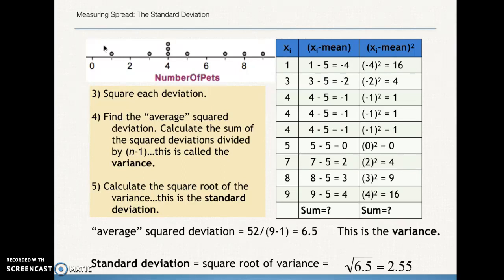There's only one mean for the data set. There's only one standard deviation for the data set. And we want to be able to interpret it. Our interpretation is, on average, the number of pets the school children have is 2.55 away from the mean. And that means, again, it can be below, it could be above, but that is the average deviation from the mean for our data set.